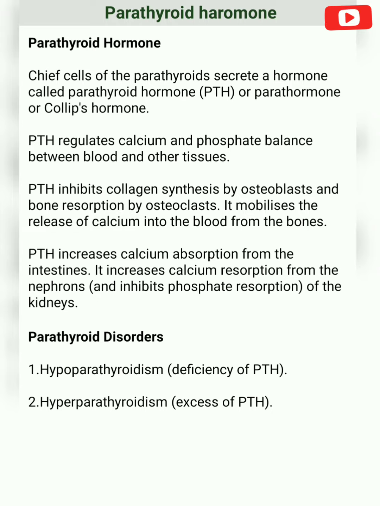Parathyroid hormone. Chief cells of the parathyroids secrete a hormone called parathyroid hormone, PTH, or parathormone or Collip's hormone. PTH regulates calcium and phosphate balance between blood and other tissues. PTH inhibits collagen synthesis by osteoblasts and bone resorption by osteoclasts. It mobilizes the release of calcium into the blood from the bones.